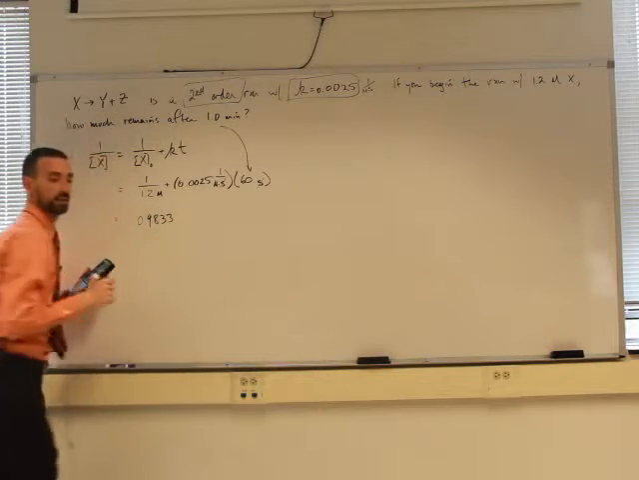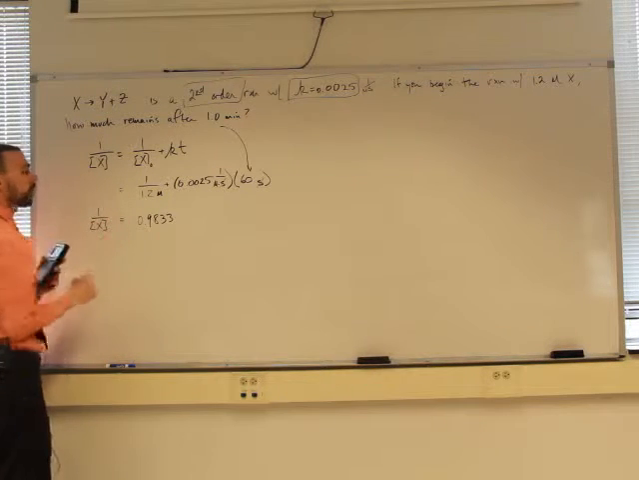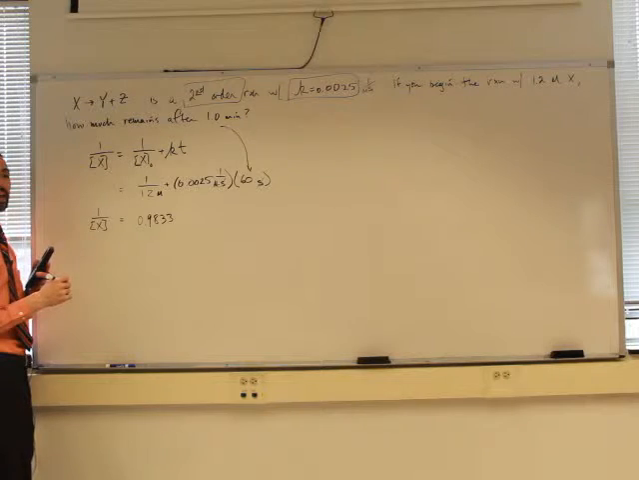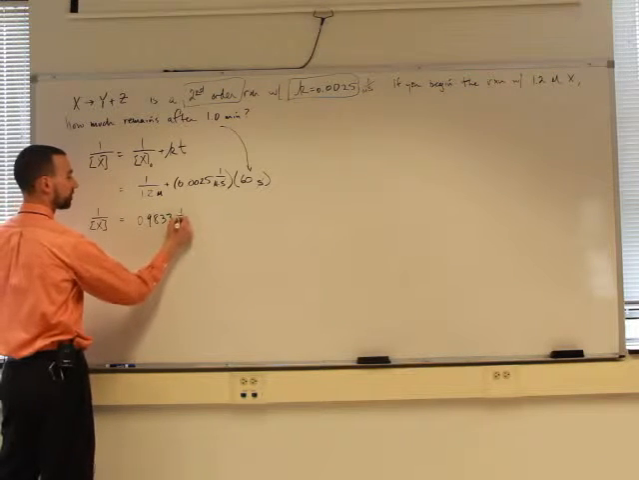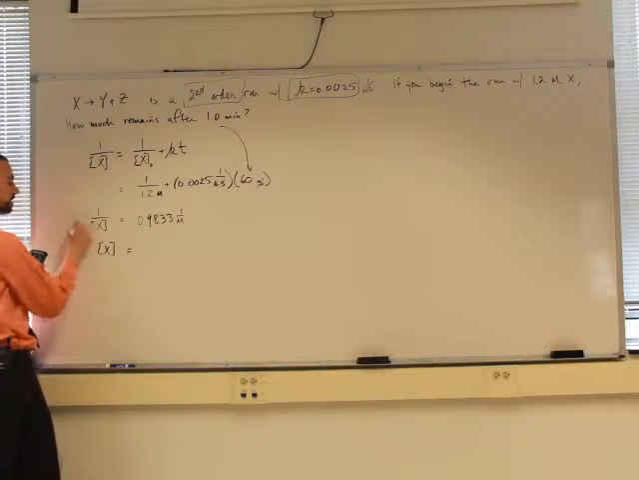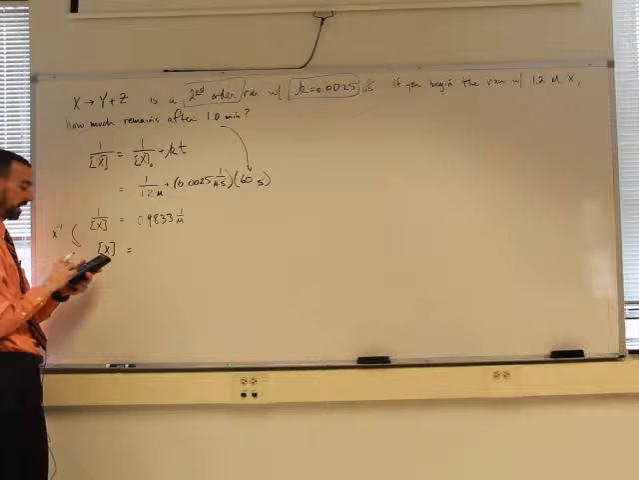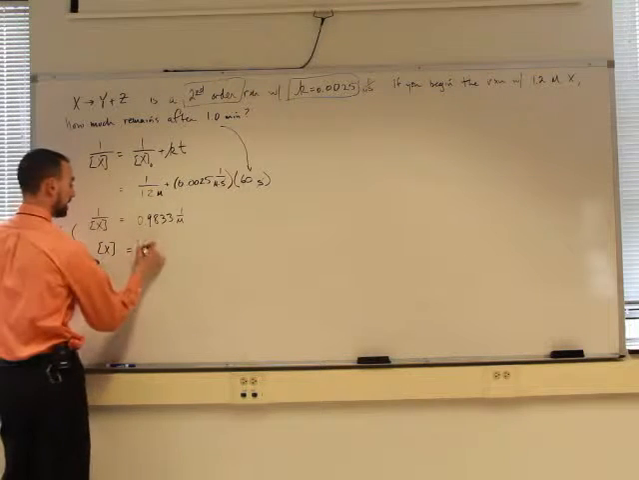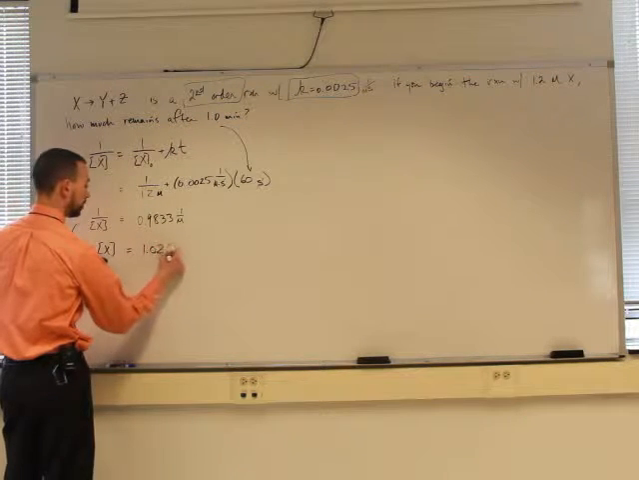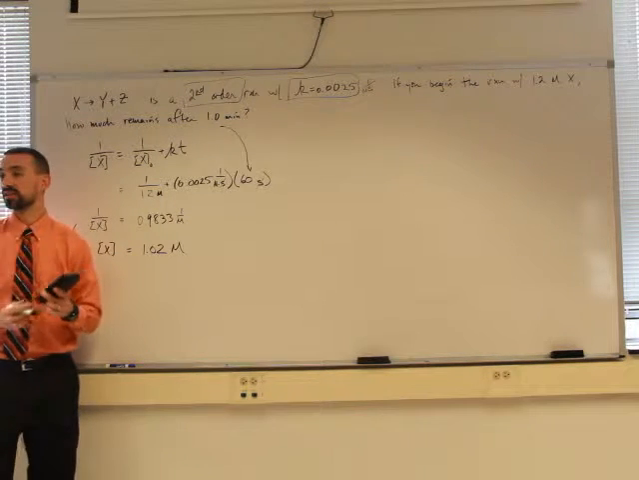0.9833. But that's not my answer. That's 1 over my answer, actually. And it's got units of 1 over molarity, which proves that. So I have to raise it to the negative 1 power, or flip both sides. And I get 1.02 molar as the amount that is left.